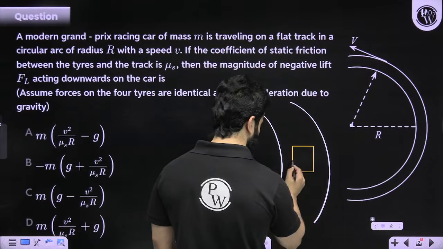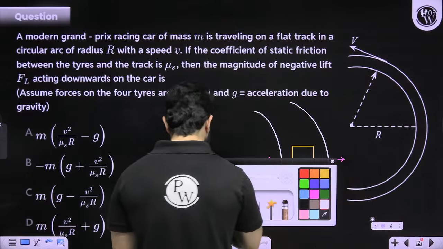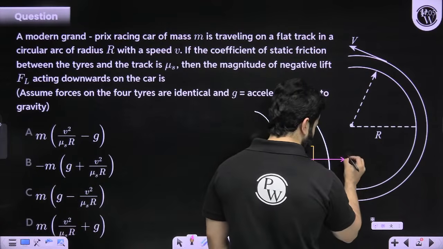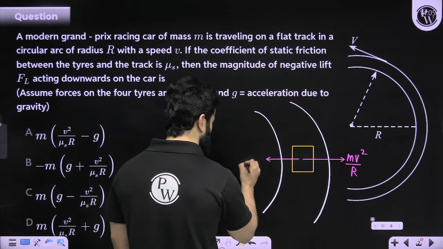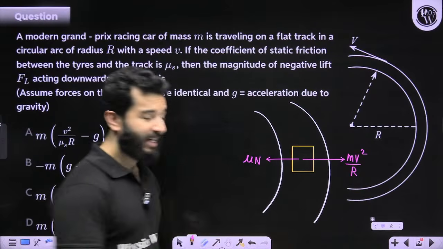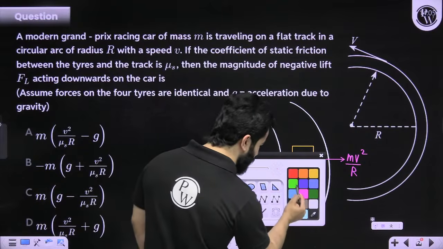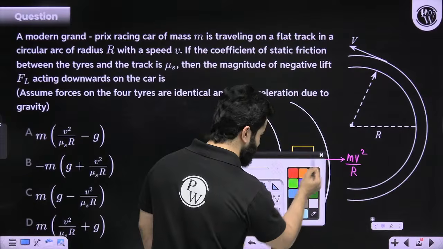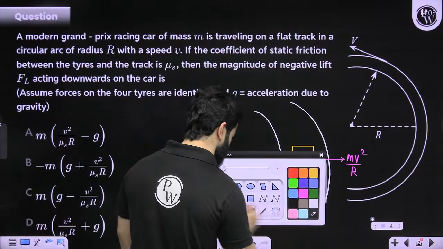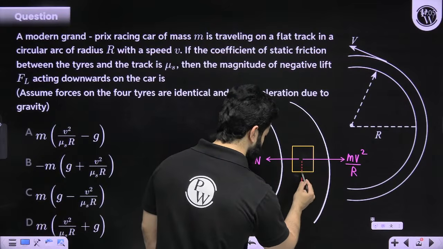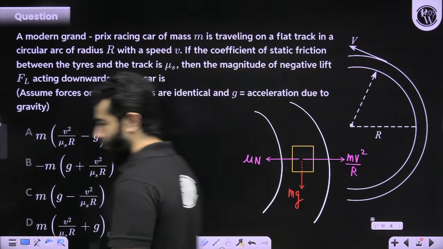So we are going to have friction over here. We are going to have centrifugal force, which is basically mv square by r. Over here we have the friction force, which is mu into N. And then downwards mg is acting. So please note, my dear friends, that this mg is acting downwards. Right? Let me explain it to you.